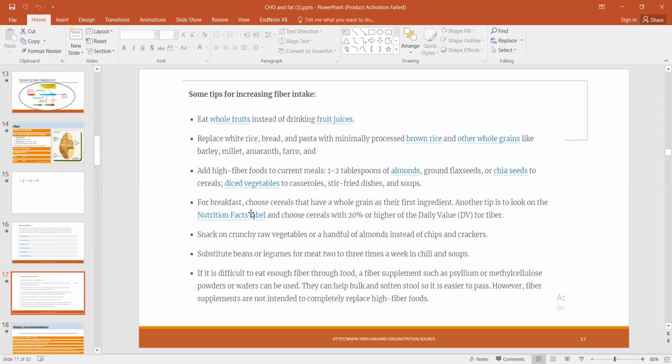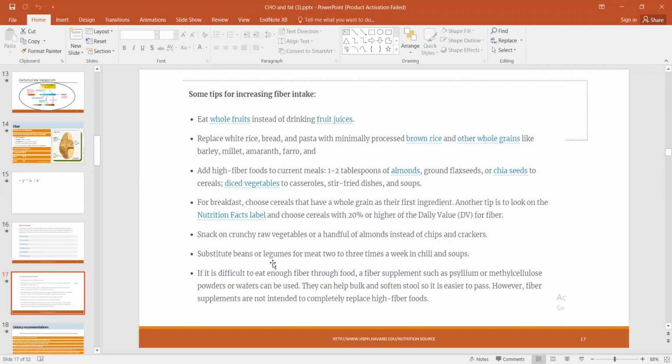For breakfast, choose cereals that have a whole grain as their first ingredient. Another tip is to look at the nutritional facts label and choose cereals with 20% or higher of the daily value for fiber. Snack on crunchy raw vegetables or a handful of almonds instead of chips and crackers. Substitute beans or legumes for meat 2 to 3 times a week in chili and soup.